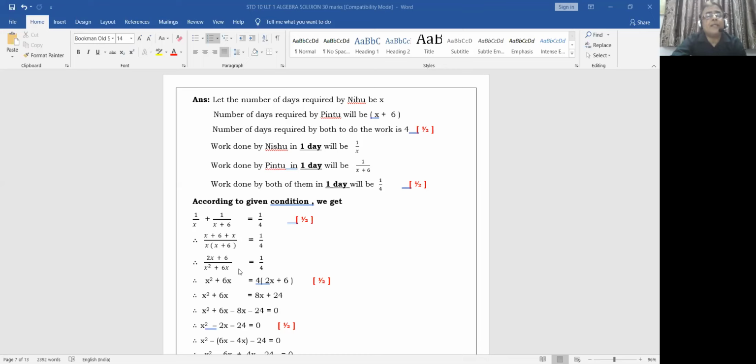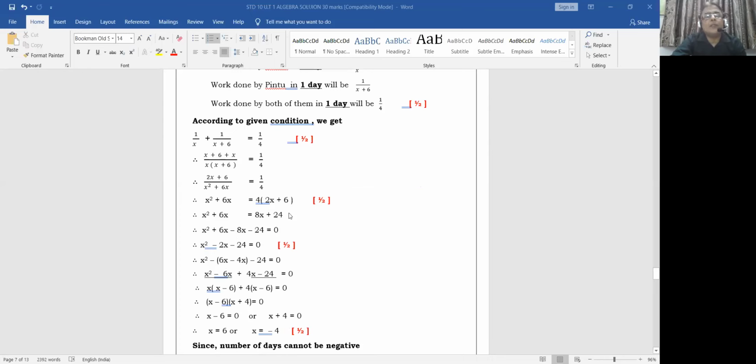Now if you have reached till the cross multiplication step, give half mark. Now purposely I have kept this x square plus 6x into 1 on the left hand side, so I don't have to shift it again to the right hand side. So the square term I have kept on the left hand side. Now if you have reached x square minus 2x minus 24 equal to 0, give half mark. Again here the factorization comes. If you got that last step correct, x equal to 6, x equal to minus 4, give half mark.